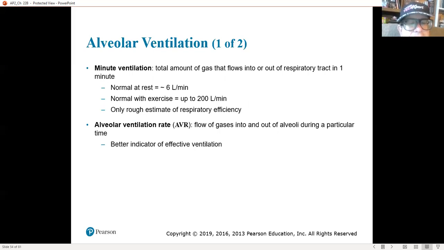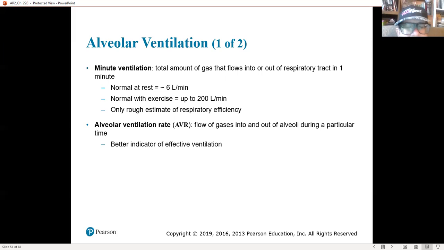We also can measure minute ventilation, the total amount of gas that flows in or out of the respiratory tract in a minute. Normal measurements at rest might be around 6 liters a minute. Normal when you're exercising might be 200 liters a minute. And this will only give you a rough estimate of respiratory efficiency.